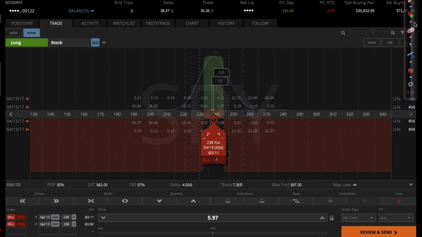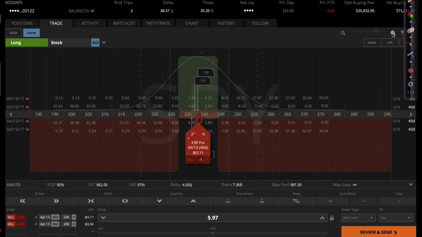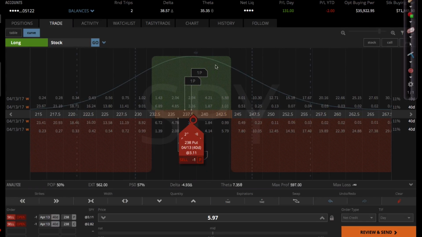like this view because it shows you your profit zones. But essentially this green zone right here is where I make money, and this red zone right here is where I start losing money. And we'll look at thinkorswim in a second, but just imagine a curve that goes like this, kind of how it's going to work.